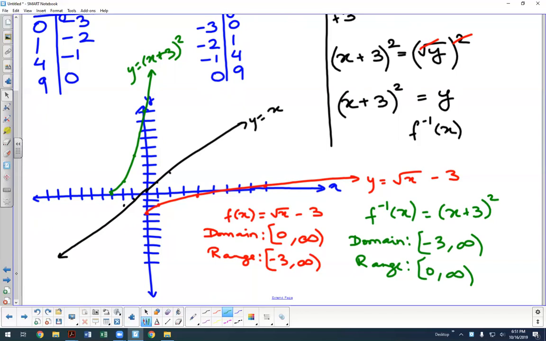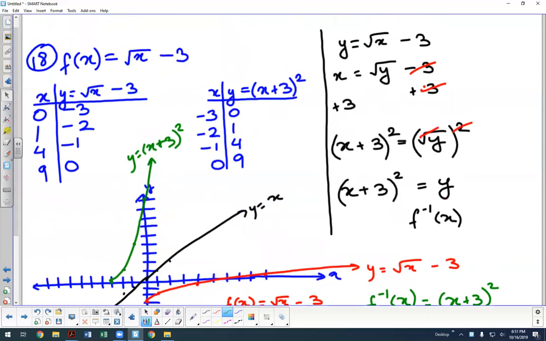So just be careful about how you came up with the equation of the inverse function, because it has to be x plus 3 squared. You cannot do the x squared first and then add 3 because you're looking at a completely different function.